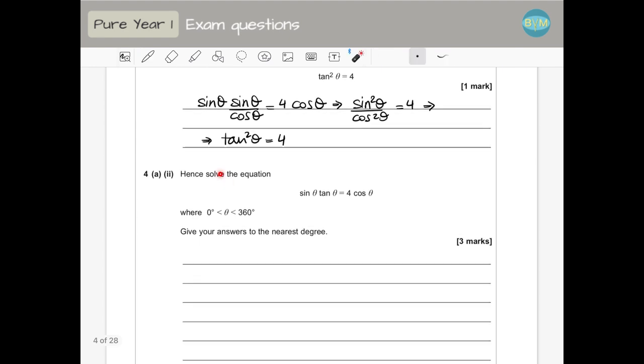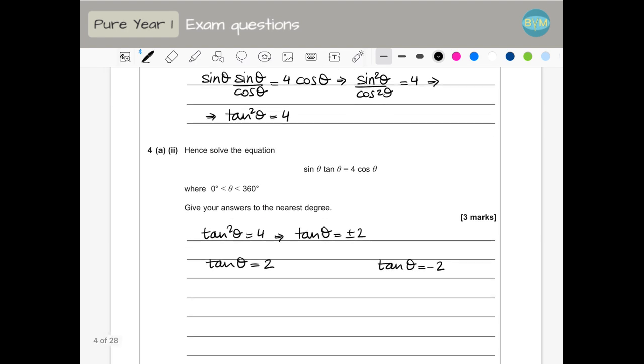Then for the second part, it said, hence, we are going to solve this equation, which means instead of solving this equation, we are going to solve this one because it's simpler, and they are the same. So tan squared equals 4 means that tan, doing the square root, is going to be plus or minus 2. So we have two branches of solutions, if you want to think that way. One when tan is 2, and then when tan is minus 2.